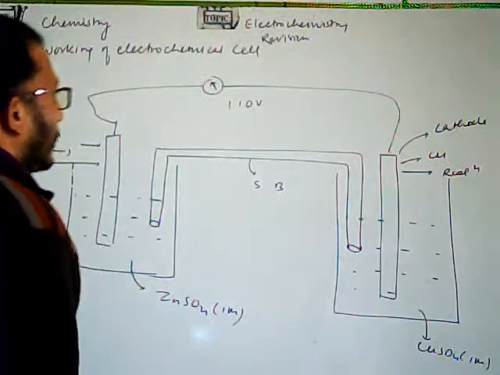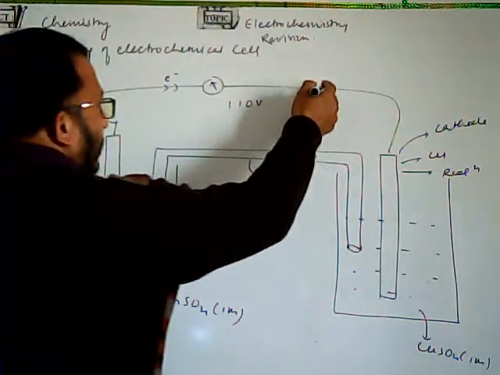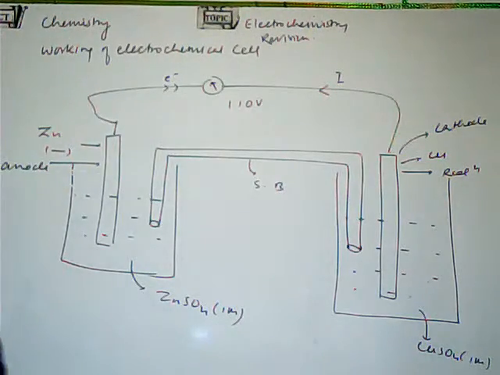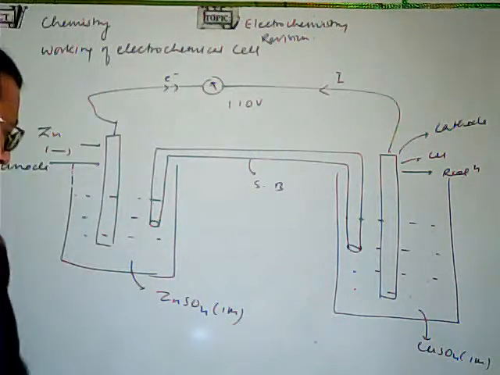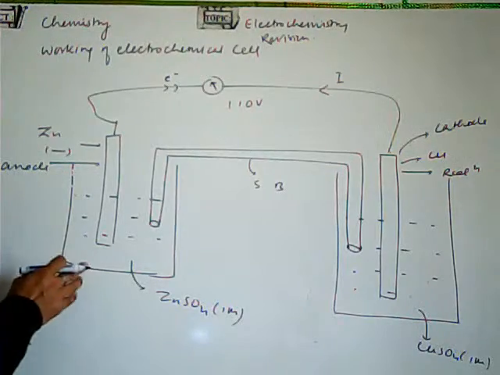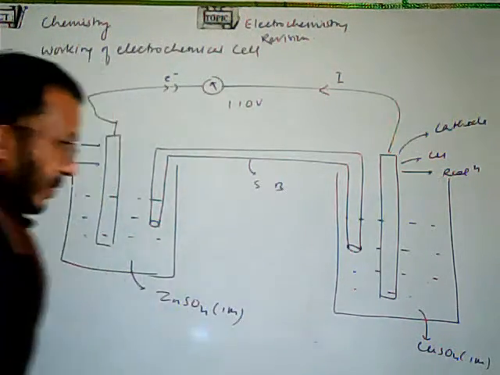Fine. The direction of electronic current is this one, and the direction of the conventional current is in the opposite direction, from right to left. Now, what is the cell reaction which is taking place here? The oxidation half reaction here, and the reduction half reaction here.